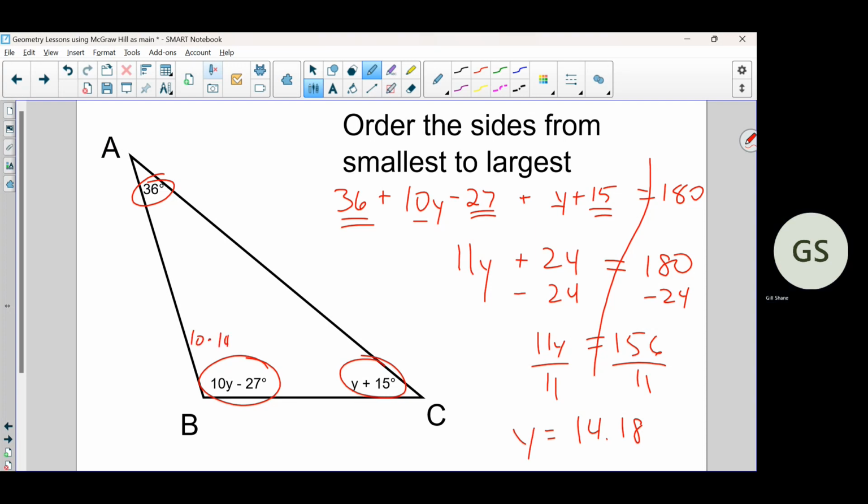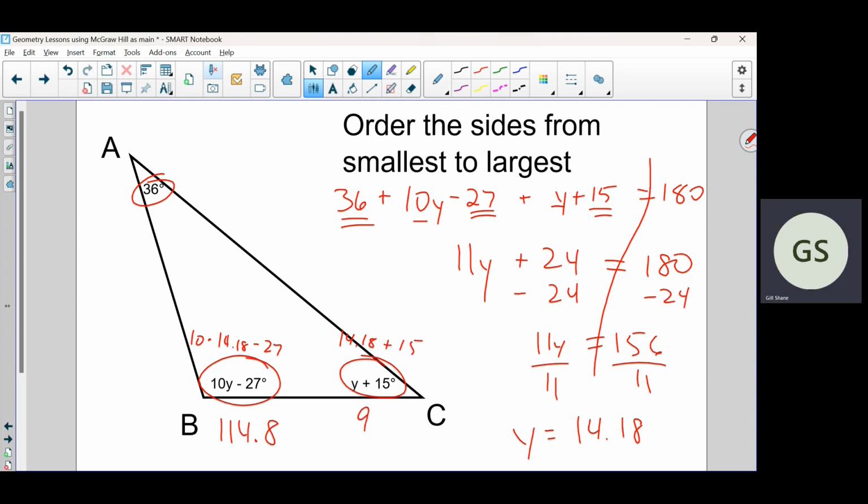10 times 14.18. I'll ask you that in a second, so hold that thought. So we get that. That's the measure of that angle, and it was 114 point something, I think, right? Is it 114.8? Right? So that's the measure of that angle. So if you got the math wrong, we'll go over that in a second. Over here, again, I plug in for y the 14.18.